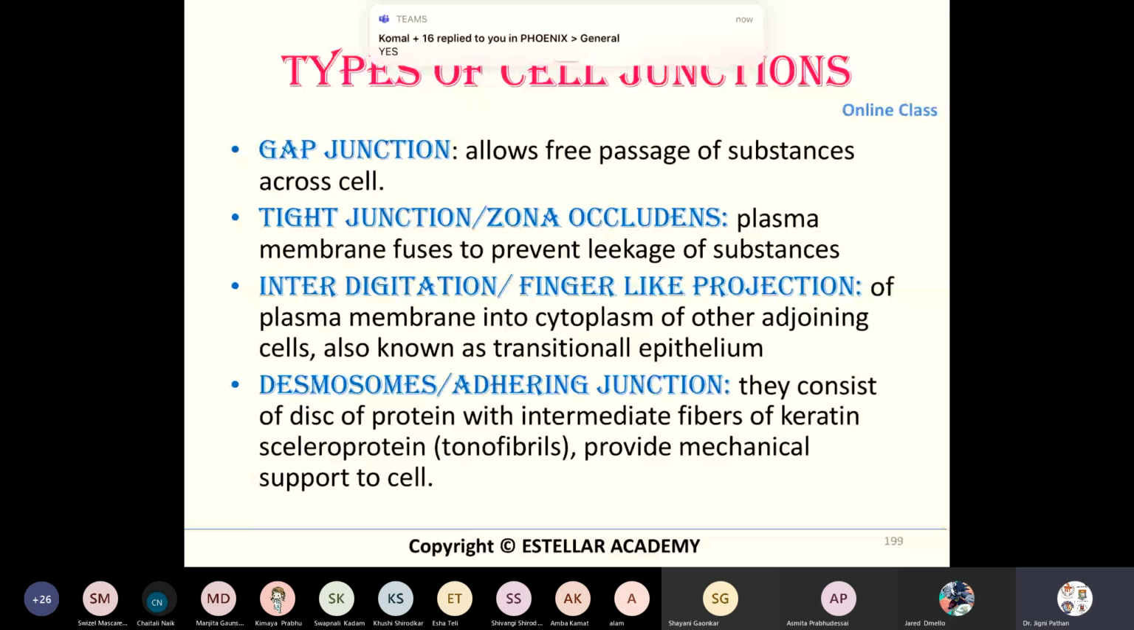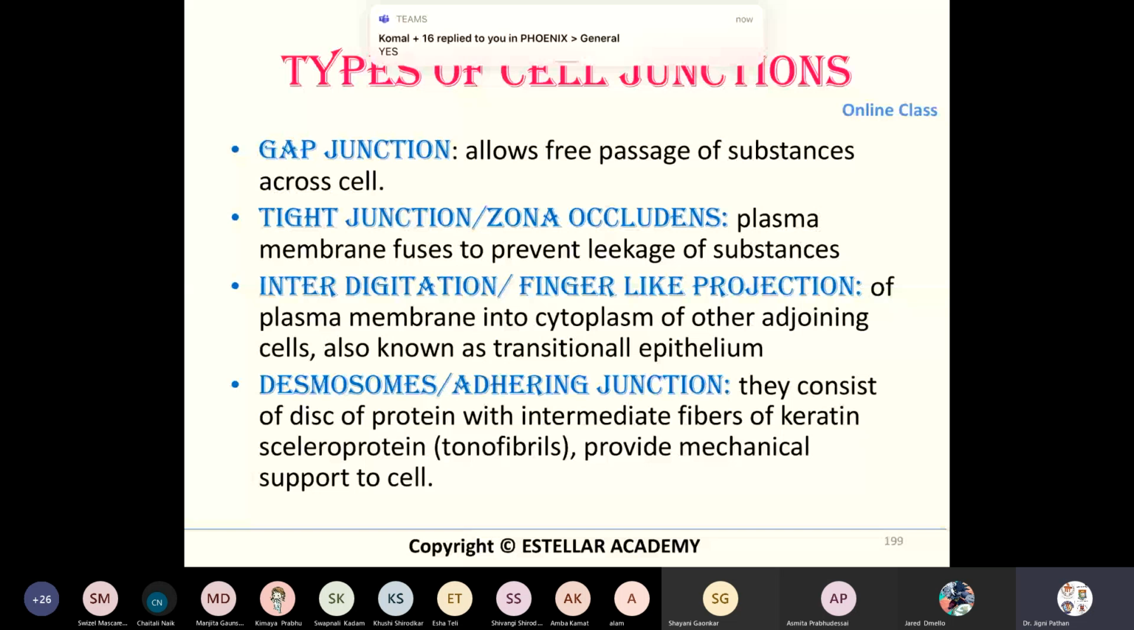Tight junction, or zona occludens, is where the plasma membrane is fused. You have a fused plasma membrane that prevents the leakage of substances. Both membranes are fused tightly. That is called tight junction. That is zona occludens, a plasma membrane fused to prevent the leakage of substances.